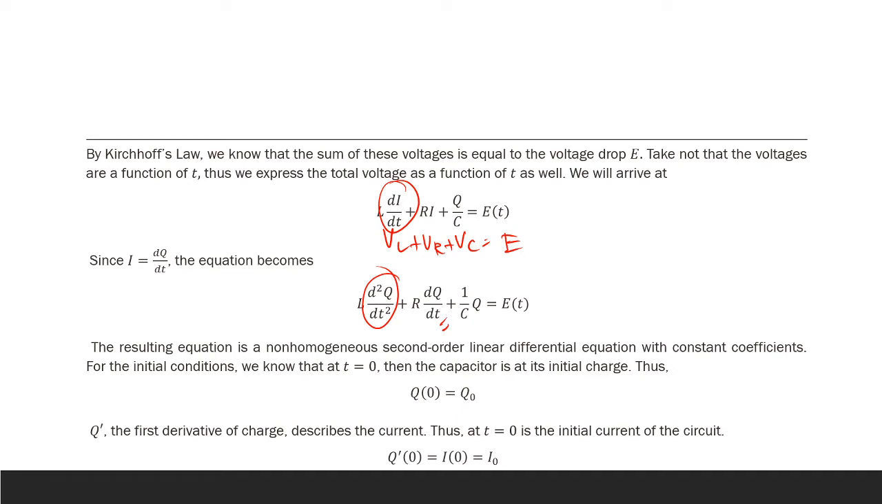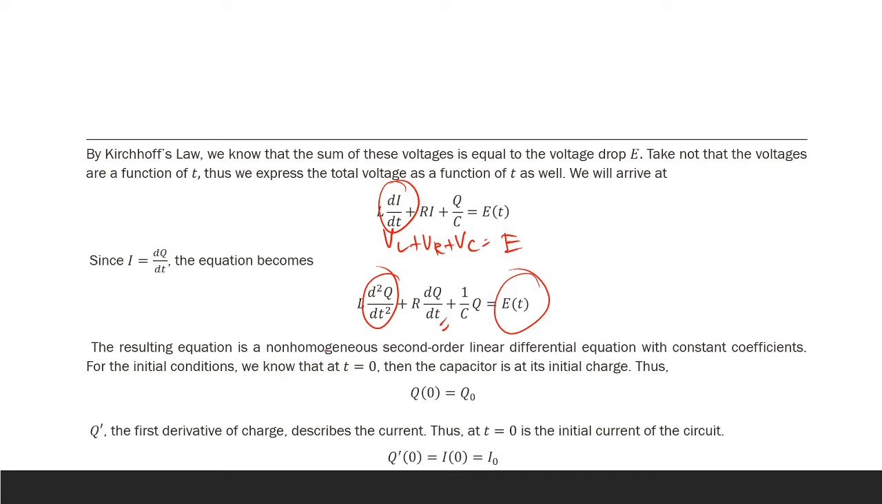So the resulting equation, class, is a non-homogeneous, because may E of t tayo dito, second order linear differential equation with constant coefficients. Now, this is a second order na differential equation. So, ibig sabihin, we will have two arbitrary constants. And if we will have two arbitrary constants, we need two initial conditions para malaman natin yung kanilang value. So, ano naman, class, yung initial conditions na gagamitin natin?